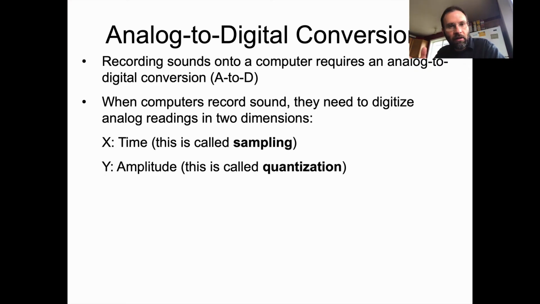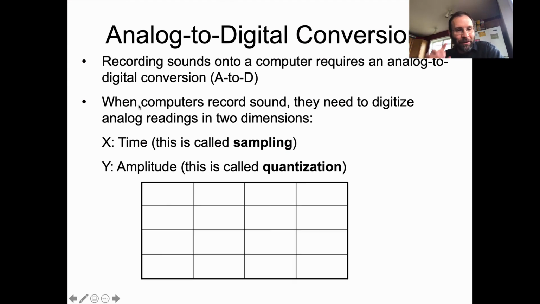Okay, so we're going to learn about analog to digital conversion, often called A to D conversion. The specific algorithm I'm going to talk about is also known as pulse code modulation, or PCM. When computers record sound, they need to digitize analog readings in 2 dimensions, the 2 dimensions we see on a waveform. There's the time dimension, and then there's the amplitude dimension. When a computer converts something analog in the time dimension into something digital, it's called sampling. The same process in the Y dimension, the amplitude dimension, is called quantization.